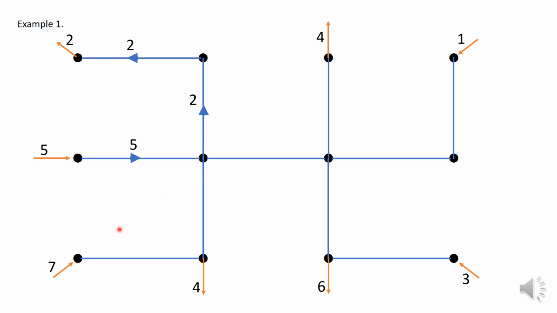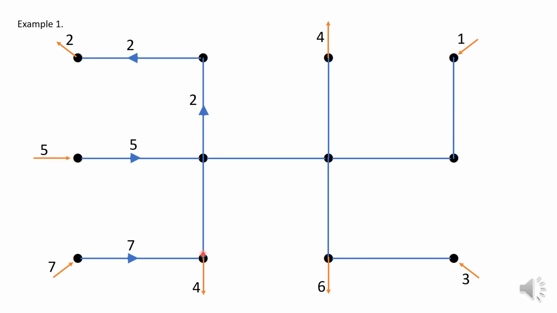So let's go to a node where there's only one unknown. Let's go to this node. You have an input of 7, you must have an output of 7. So the flow along this branch is 7. Now along this branch you do not know the flow, but at this node there's just one unknown.